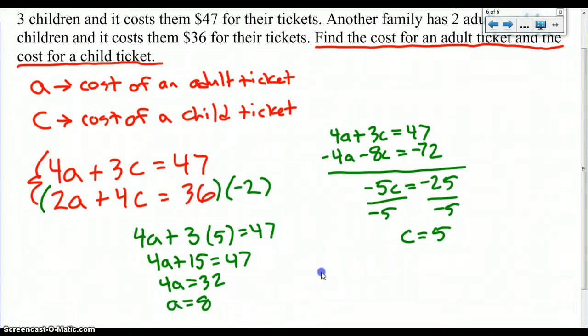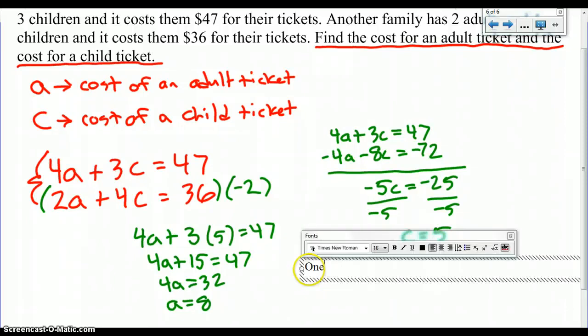We need to make sure we put this into terms that make sense in the context of the problem. It says find the cost of an adult ticket and find the cost for a child ticket. So I would say something like one adult ticket costs $8 and one child ticket costs $5.